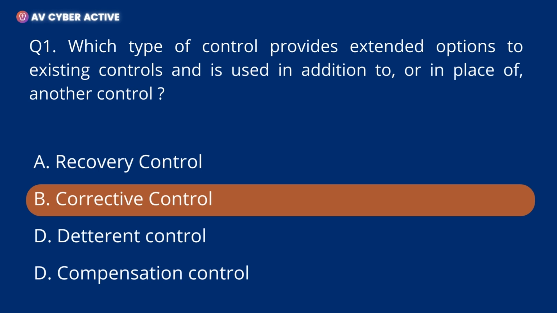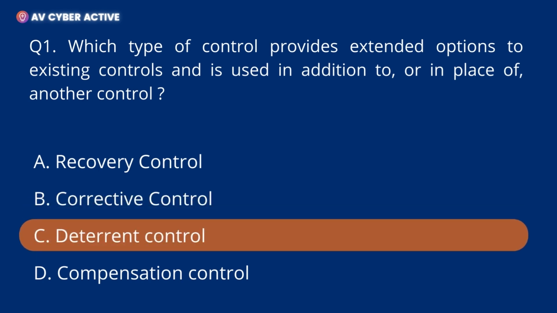That is option C, deterrent control. What's deterrent? So it comes from the word deter. Deter means it's something that you want somebody to move away from. Now the question says it's an extended option of an existing control. And so deterrent control wouldn't really apply to it because you're not trying to move away from something. You actually want to apply a different type of control on top of an existing control, right?